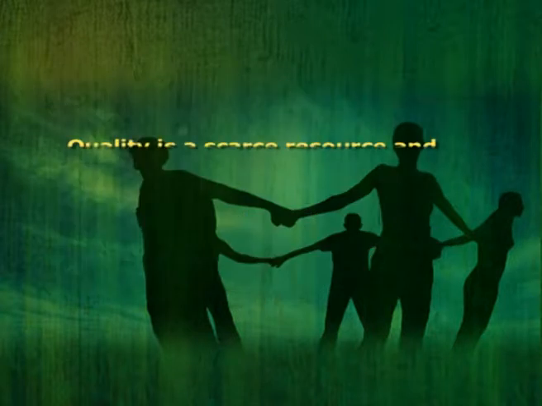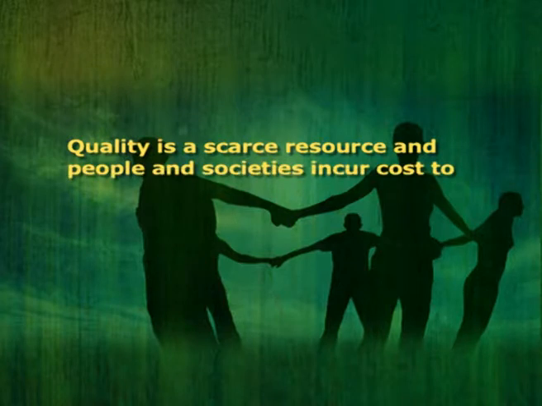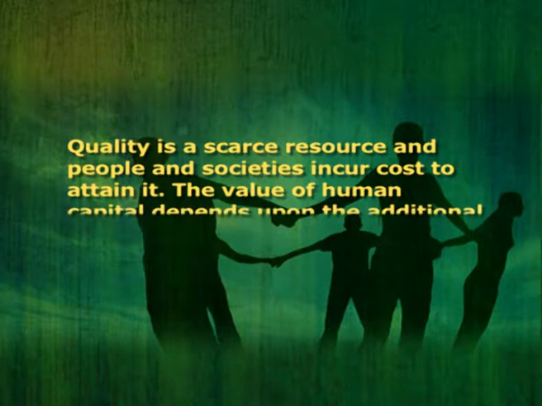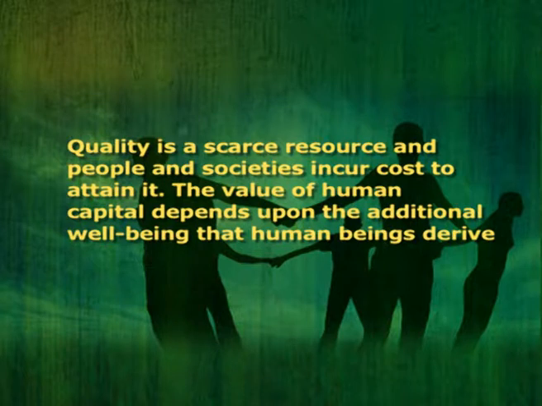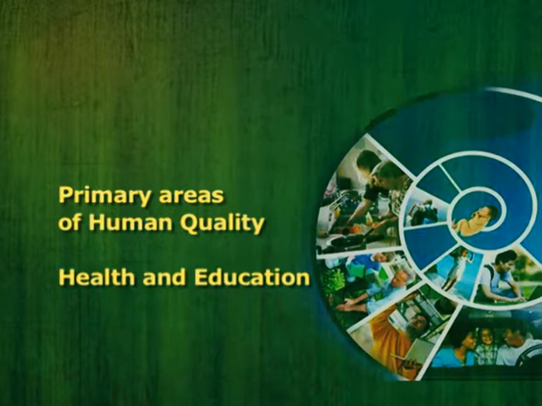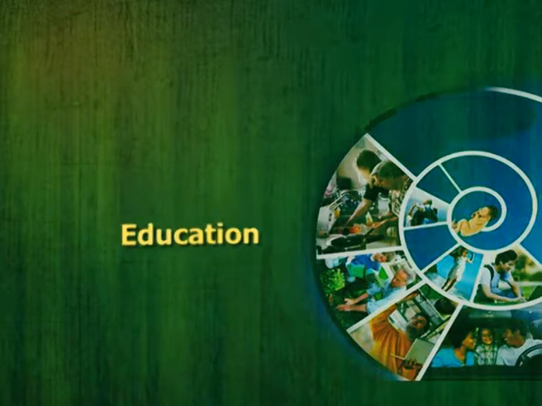According to Meier, quality is a scarce resource and people and societies incur cost to attain it. The value of human capital depends upon the additional well-being that human beings derive from it. Let us focus on two primary areas of human quality, which are health and education. We shall first look at education.